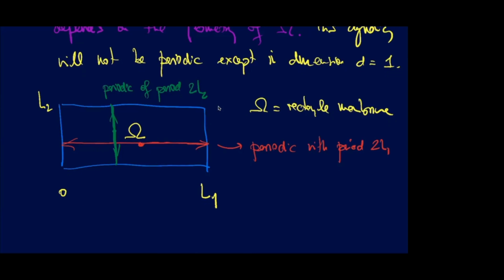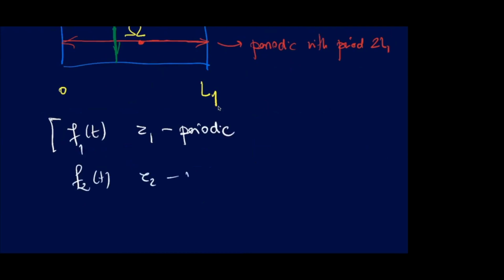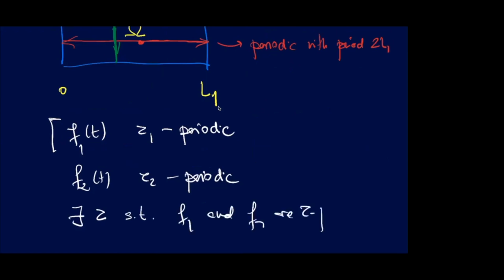So what do you need? Maybe written more simply: I give you a function f1, tau1 periodic, and then I give you another function f2, tau2 periodic. The question is, is there a tau such that f1 and f2 are tau periodic? This is the question. What do you think?